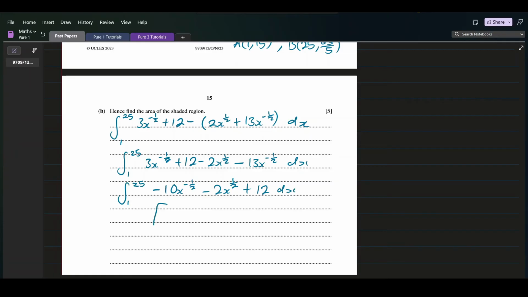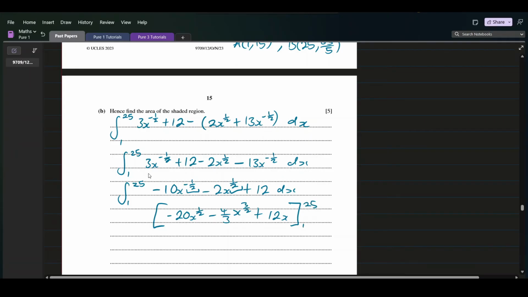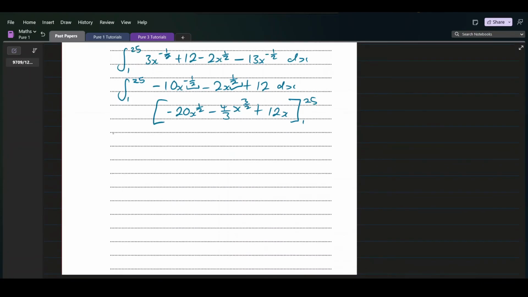Now we can integrate. So if you add 1 to negative half, you get half. So that's negative 10 over half, which is negative 20x to the power half. Add 1 to half, you get 3 over 2. So that's negative 4/3, and this is x to the 3 over 2, plus 12x. And our limits are 1 to 25. Okay. So now let's substitute in our limits. Got negative 20.